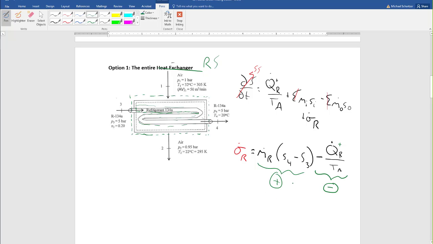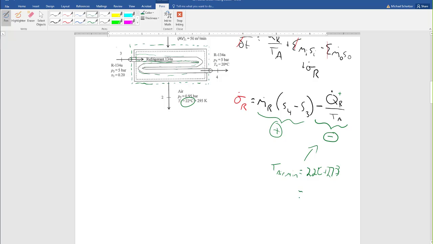So to be conservative, I want to make this term as big as it can be. So here I want to pick T air min, the minimum air temperature, which is 22 degrees. So this is going to be 22 degrees Celsius plus 273, which, if I can do math here on the fly, is 295 Kelvin. So that's the number that I'm going to put in here.